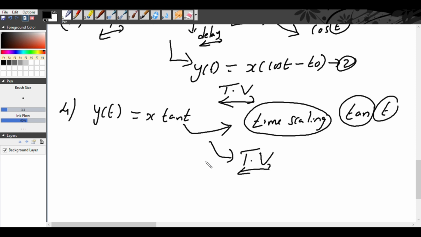But I want you to do that manually. Every single step we have to do. Only for GATE exam we can directly write. What are the conditions you have to check? We have to vary the output with a delay t naught. We have to vary the input with a delay t naught.